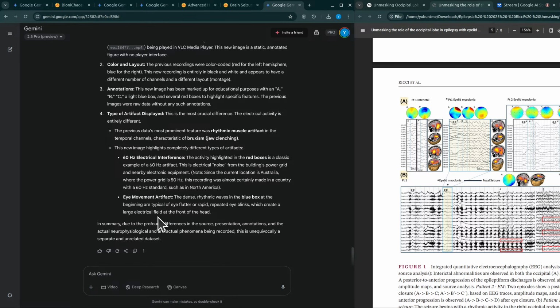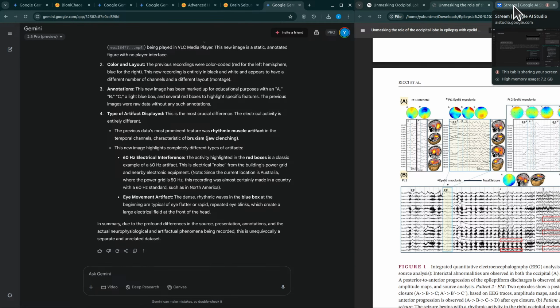While it's possible to have different montages of the same data, the agent's analysis indicates significant differences beyond just the arrangement of channels. The differences in color, annotations, and the presence of distinct artifacts suggest that this is a completely different EEG recording, not just a different presentation of the same data.